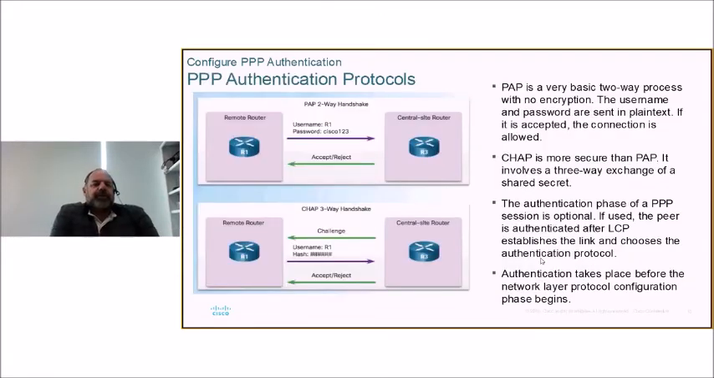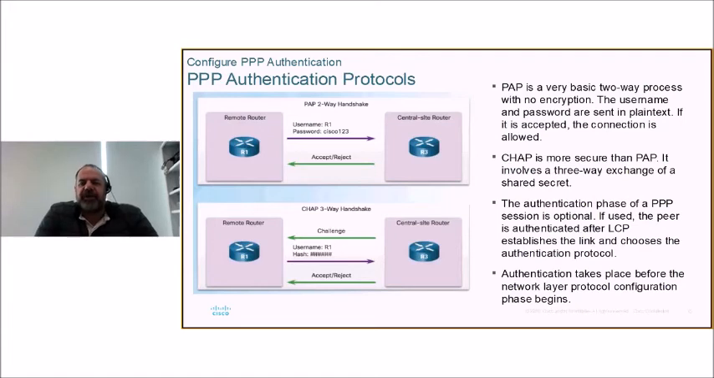All right, so into authentication. As I said, there are 2 options, PAP and CHAP, and CHAP is the better one. PAP is a very basic 2-way process with no encryption. The username and password are sent in plain text. If it is accepted, the connection is allowed. And CHAP is more secure than PAP. It involves a 3-way exchange of a shared secret.